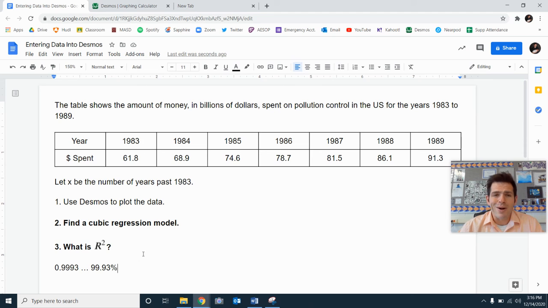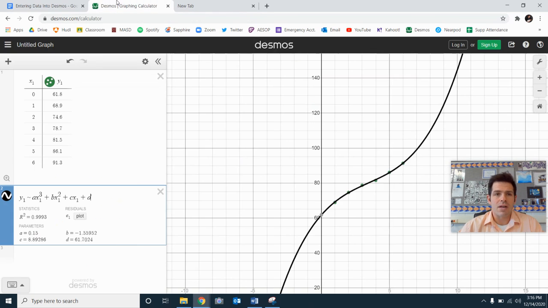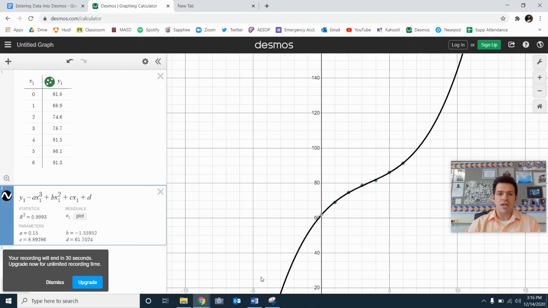So what I mean by all of that is that if I have something really close to 100, like 99.93, that means that this cubic model is a pretty good representation of what's going on in that data so far. And we can use it to project later on. We'll talk about that in another video, but again, making sure we understand that using a regression model, in this case cubic, is certainly helpful for us to picture what's going on in the problem.